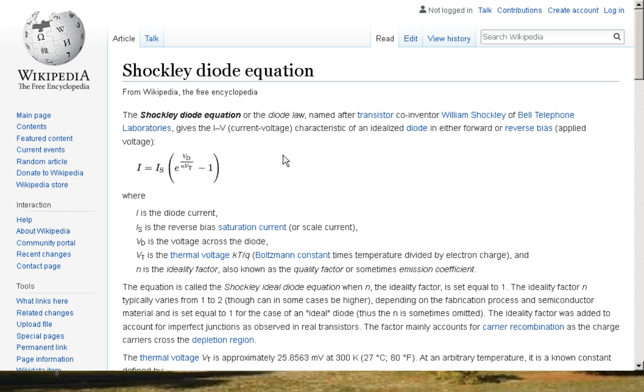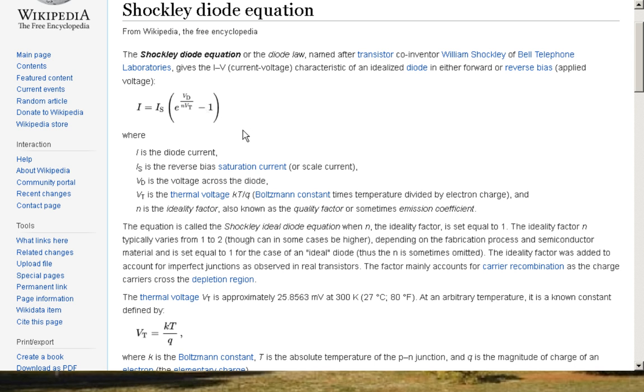This is the current and voltage characteristic of an idealized diode. I_D is the diode current. I_S is the reverse bias saturation current. V_D is the voltage across the diode. V_T is the thermal voltage, kT over q.